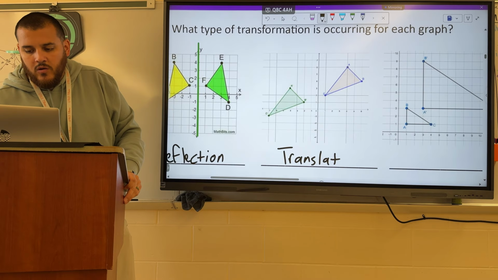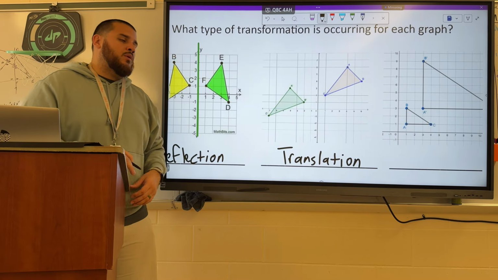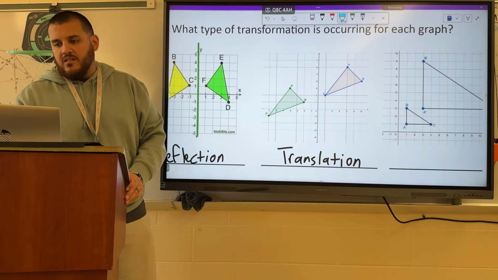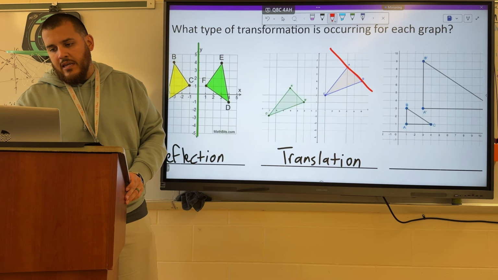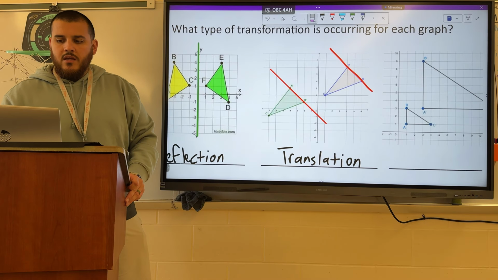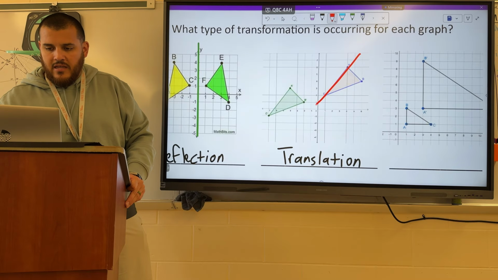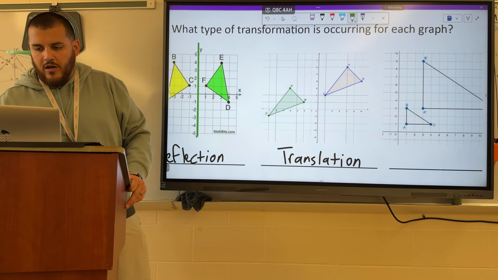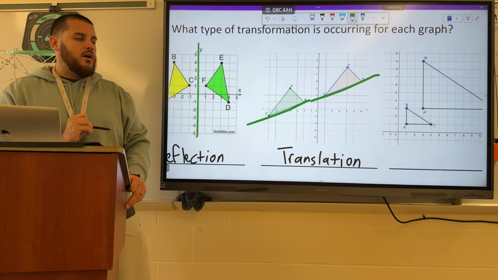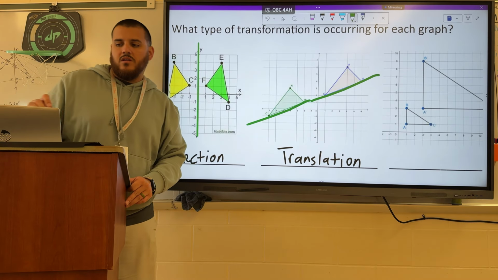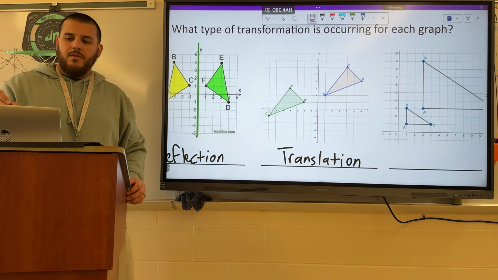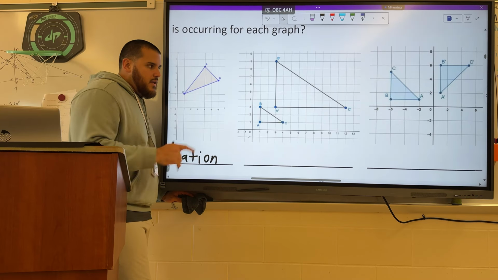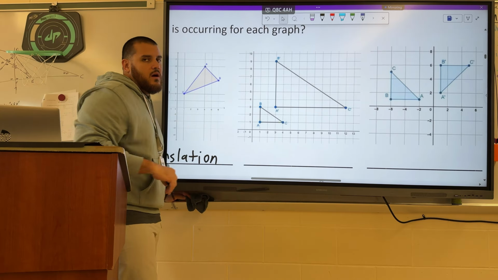One key to know that a translation has happened is that we get parallel parts when we translate. And so these corresponding sides, AB and AB prime, appear to be parallel to each other. Same thing with AC and AC prime appear to be parallel to each other. A little bit harder to see with BC and BC prime. They'd also be parallel to each other, never intersecting. That's a translation.